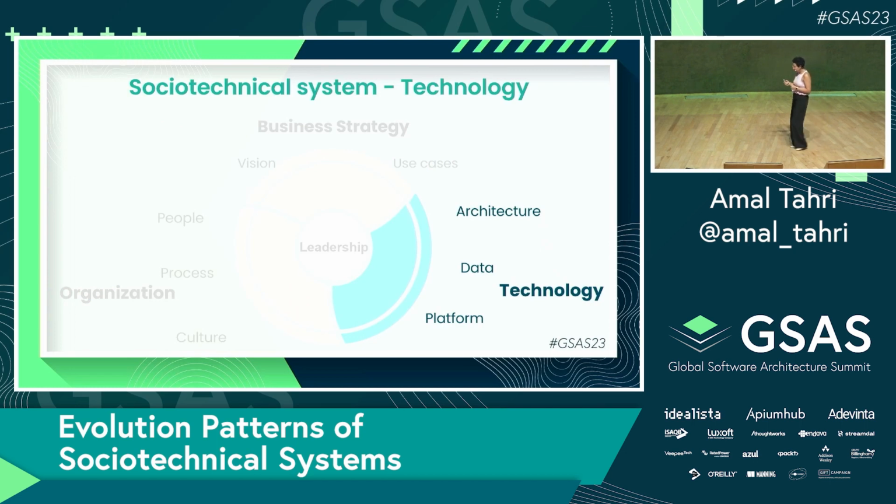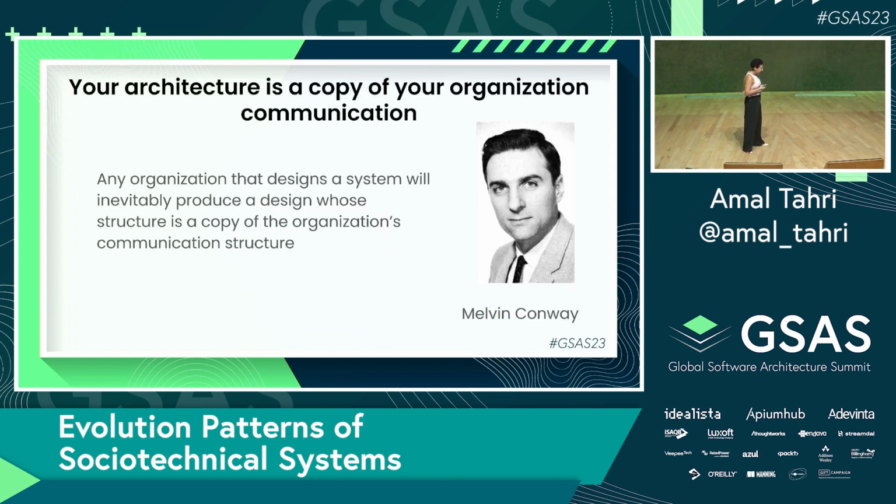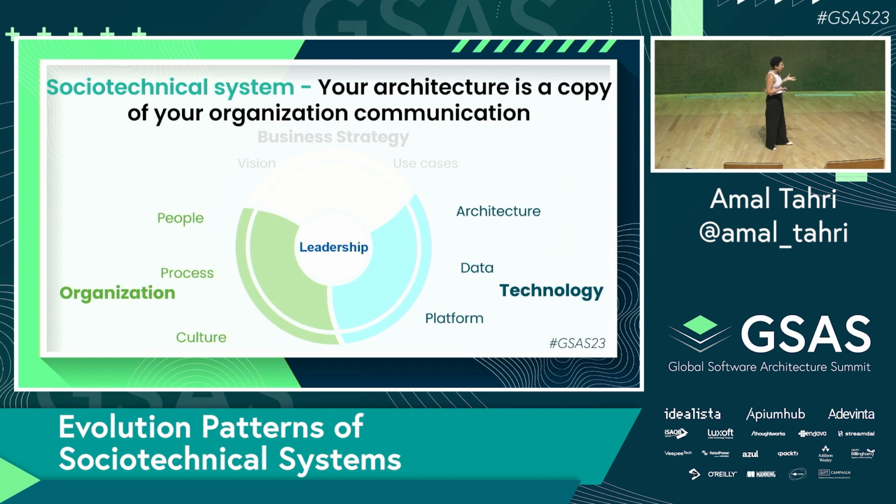Now, okay, let's see what we're going to do about technology. And here's Conway's law: your architecture is going to be a copy of your organization's communication structure. We are constrained as human beings working on a technological system to create software or products that are an image or a copy of how we communicate together. That means that I need to include the organization when I'm talking about technology. Who are the people? What are the processes? Where is the culture?